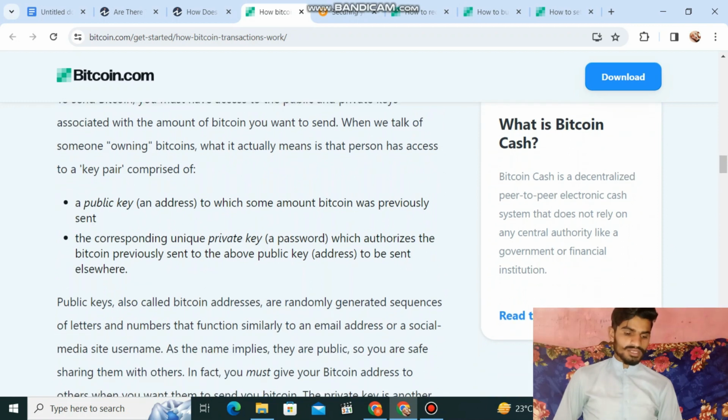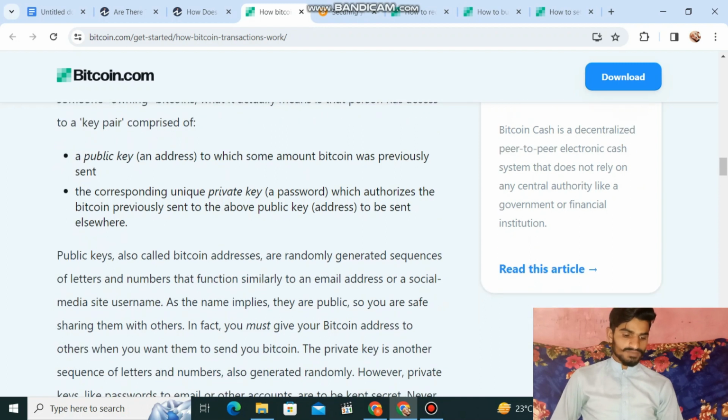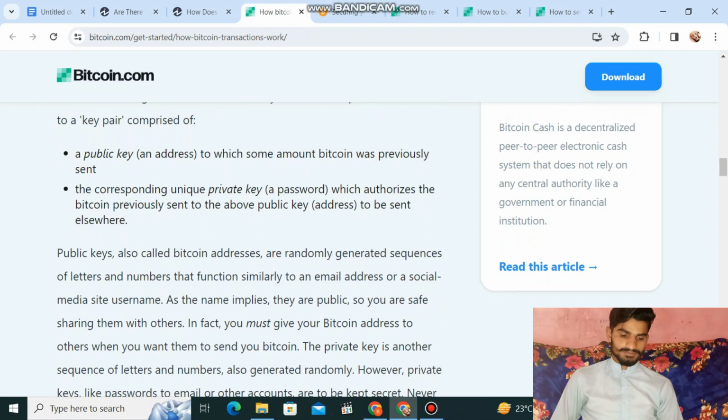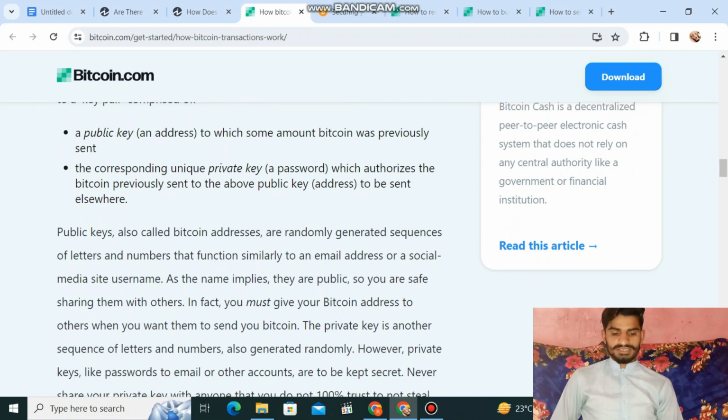Public keys, also called Bitcoin addresses, are randomly generated sequences of letters and numbers that function similarly to an email address or a social media site username. As the name implies, they are public, so you are safe sharing them with others. In fact, you must give your Bitcoin address to others when you want them to send you Bitcoin. The private key is another sequence of letters and numbers.